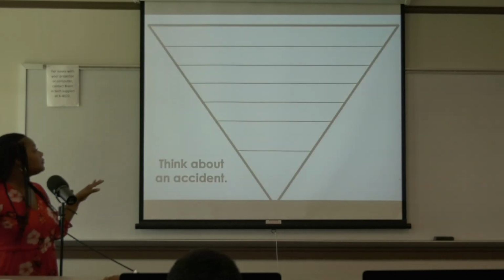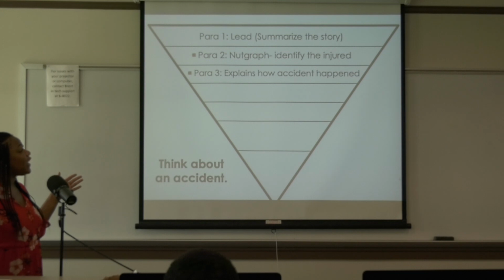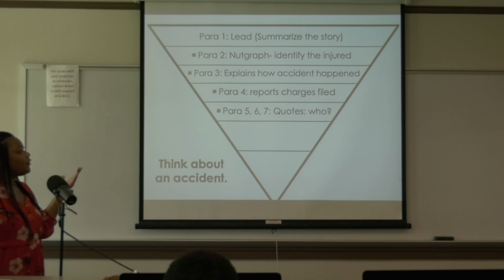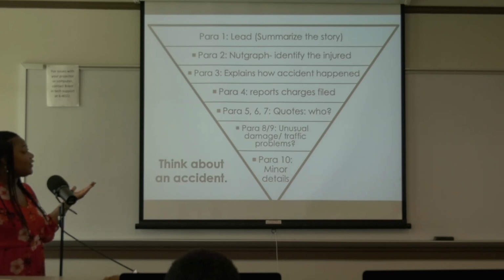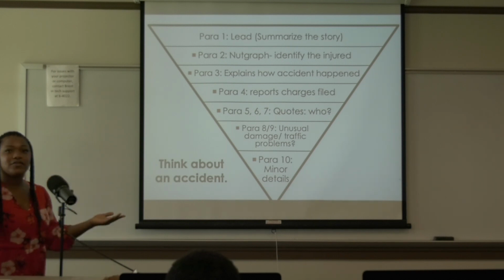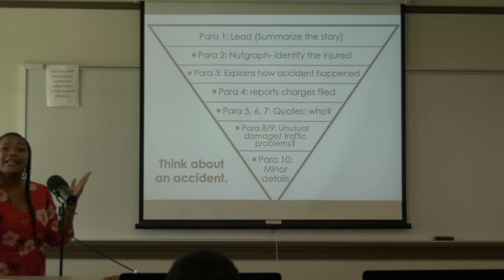So let's look at it. We're going to summarize the story, identify those who are injured, explain how the accident happened, report charges filed. Were there any charges filed? Quotes. Unusual damage, traffic, minor details. And each of those paragraphs may be 2 to 3 sentences. One of them might be one. But at the beginning, you see that we didn't identify the people until the second paragraph.